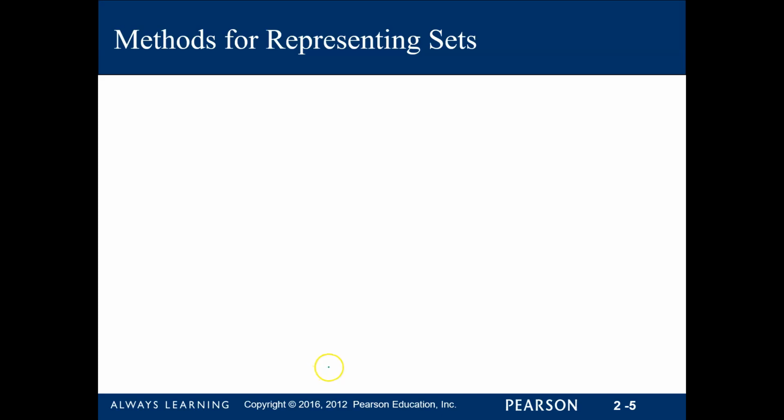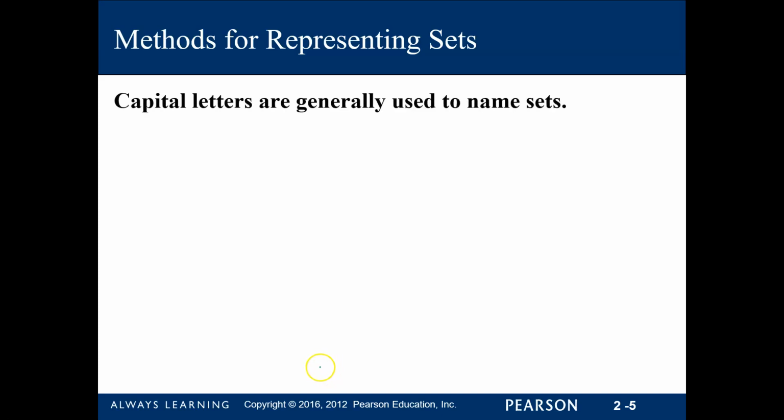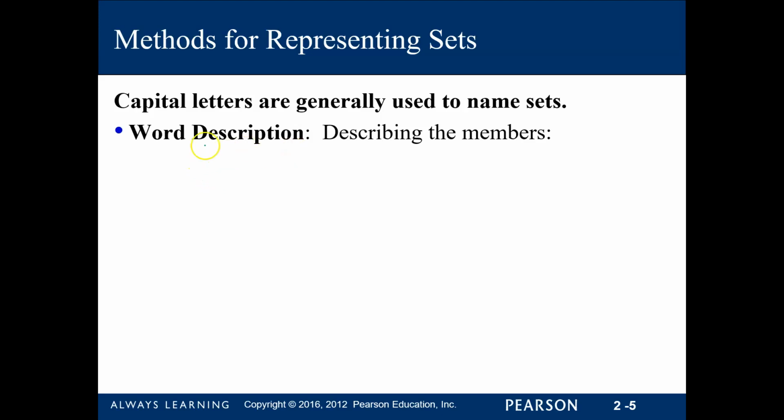Now, we have ways of representing sets. One thing that you have to remember is that capital letters are used to name the sets. Okay? So the first way of representing sets is by using word description. So this is going to be like a one-sentence way of describing the elements or the members of the set. So for example, set W is the set of the days of the week. That's it, okay? That is the word description. So the name of the set is W, and then the description, what are the characteristics of the elements of the set? They have to be the days of the week.